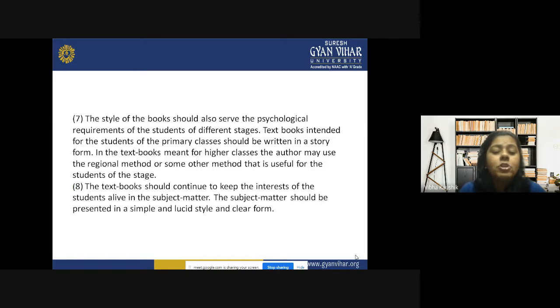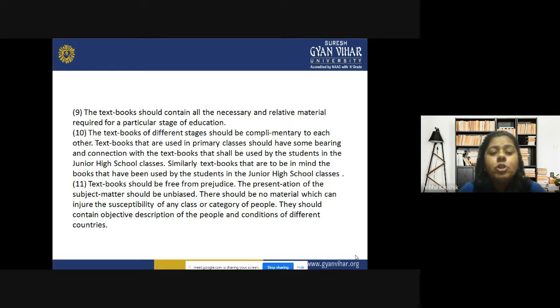The subject matter should be presented in a simple and lucid style and a clear form. The textbook should contain all the necessary and relevant material required for a particular stage of education. Means all the information, all the material, all the subject matter should be contained in that particular book for which that particular stage has been written.